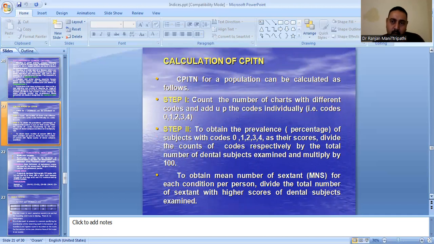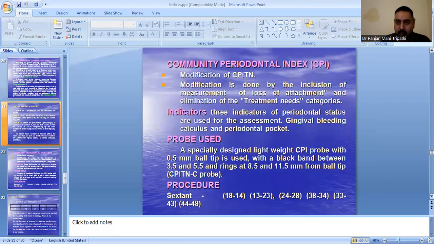Calculation of CPITN for a population can be done as follows. Step 1, count the number of charts with different codes and add up the codes individually, that is codes 0, 1, 2, 3, 4. Step 2 is to obtain the prevalence percentage of subjects with codes 0, 1, 2, 3, 4 as their scores. Divide the counts of codes respectively by the total number of dental subjects examined and multiply by 100 to obtain the mean number of sextants, that is MNS, for each condition per person. Divide the total number of sextants with higher scores by the dental subjects examined.